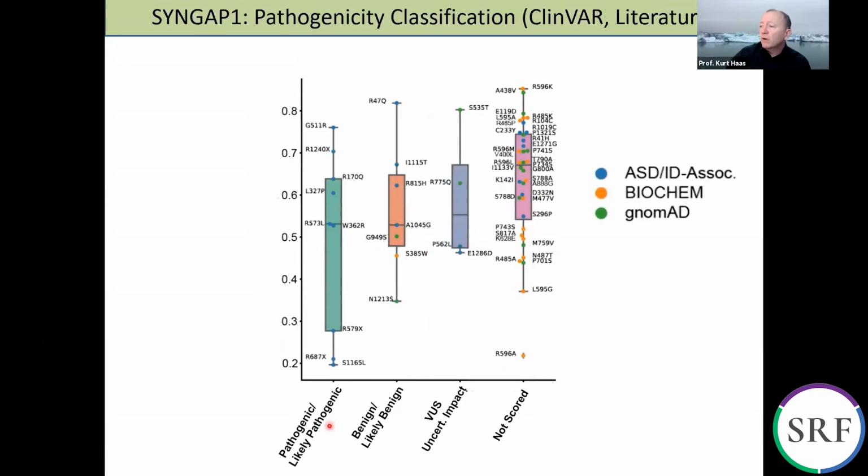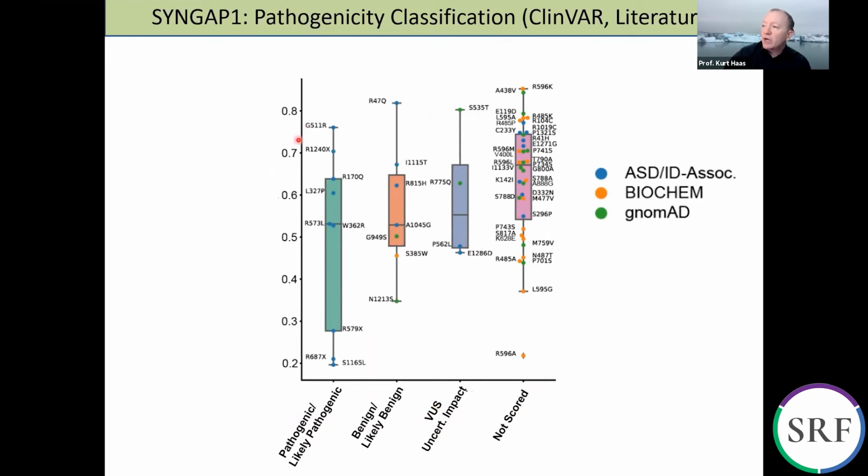And what's shown here is the categorization of these variants found either in databases like ClinVar or the literature. So pre-assigned associations as pathogenic or likely pathogenic, benign, likely benign, versus variants of unknown significance, or those that are not scored.